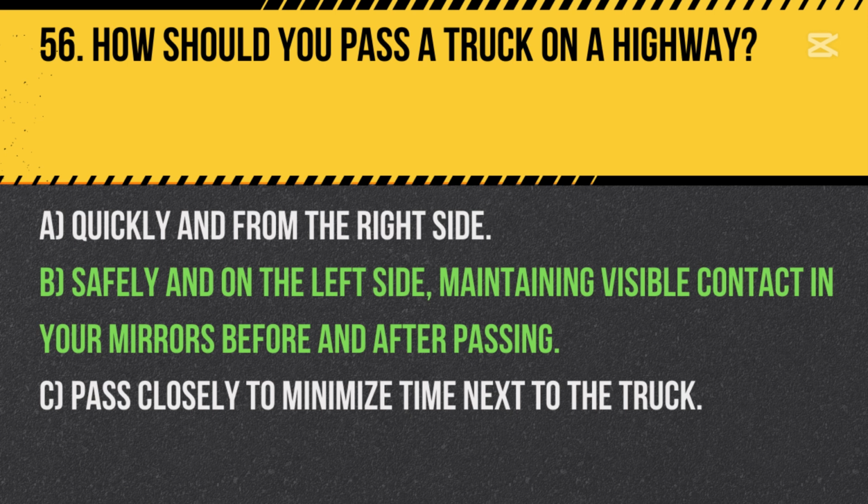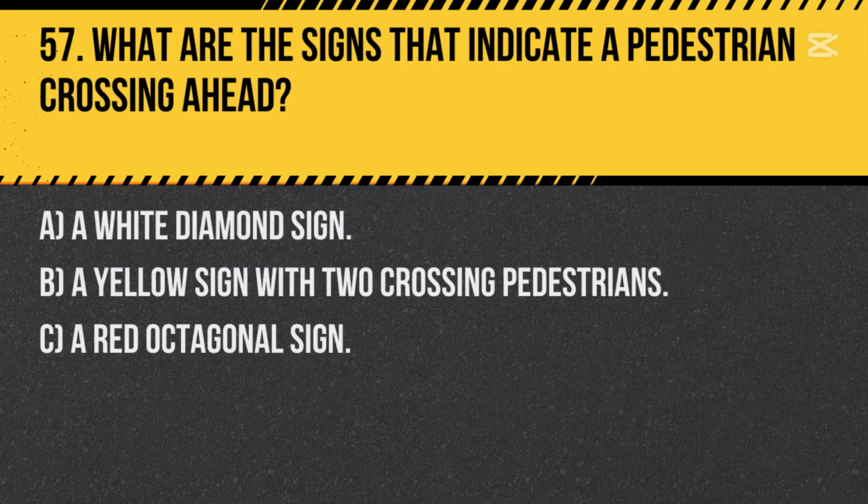Always ensure you have enough space to pass safely and avoid lingering in the truck's blind spots. Question 57. What are the signs that indicate a pedestrian crossing ahead? A. A white diamond sign. B. A yellow sign with two crossing pedestrians. C. A red octagonal sign. Answer. B. A yellow sign with two crossing pedestrians.